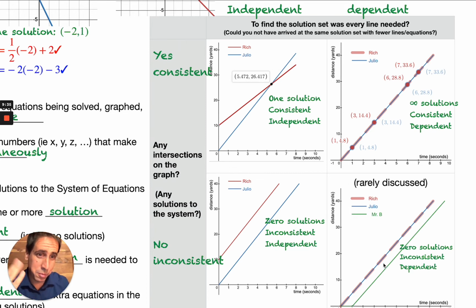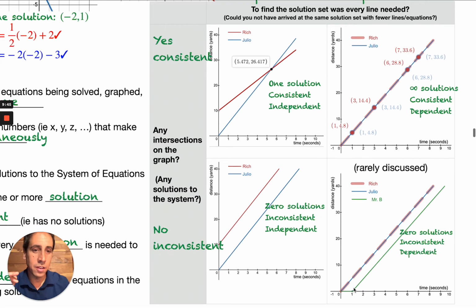What if we got 3 people? What if Mr. B joins the race? We got Rich and Julio running at the same pace and same time, but Mr. B also runs at the same pace and doesn't even start running until 1 second into the race. So there's still 0 solutions because at no point do all 3 of us exist at the same time.